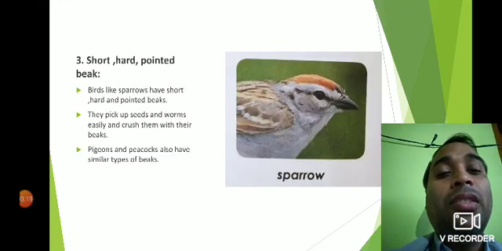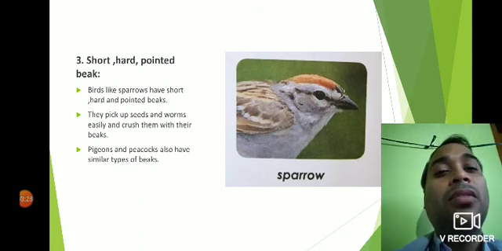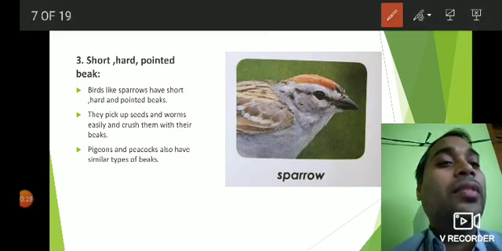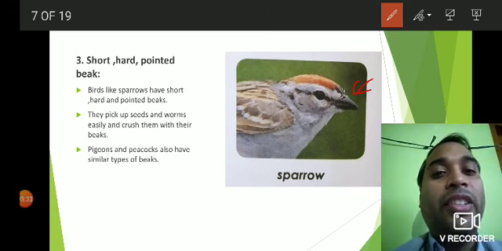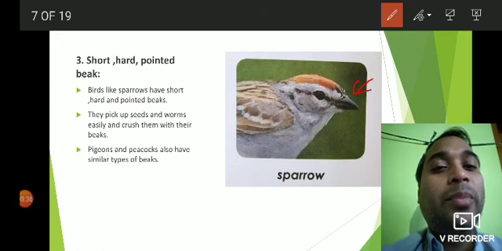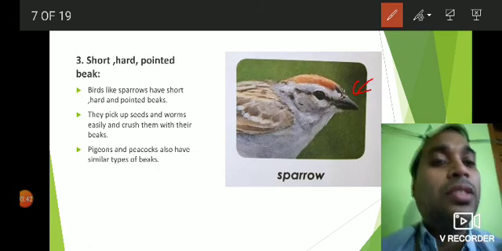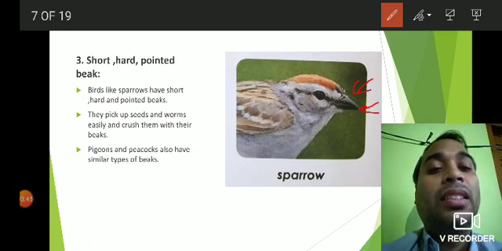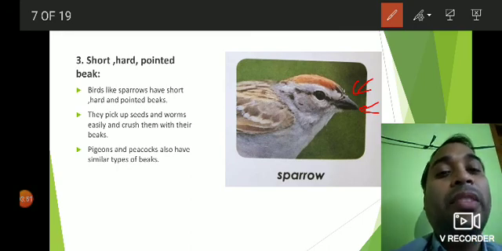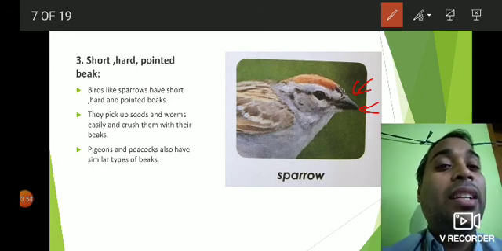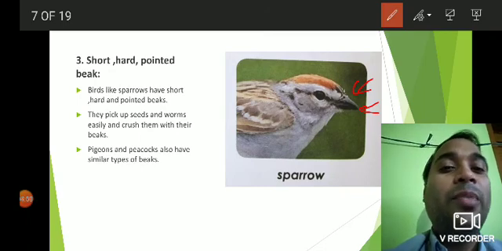Then the next type is the short, hard and pointed beak. Birds like sparrows have short, hard and pointed beaks. You can see the length of the beak is quite short compared to other birds, and it is pointed in nature. They are also hard, so they can break or crush things easily. So they pick up seeds and worms easily and crush them with their beaks.